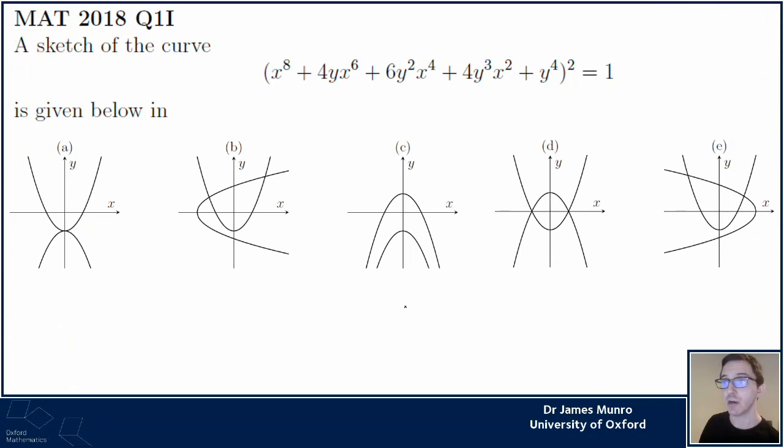(2018) question 1I. This is the sketch of some horrible curve, my word, and it's in one of these pictures. The question is, which one? All of the pictures to me look like two parabolas, which is pretty suspicious. I'd get two parabolas, I suppose, if something factorised into a pair of parabolas. So the question is to stare at this thing they've given us and try and recognise it. At first it looks very scary and unfamiliar.